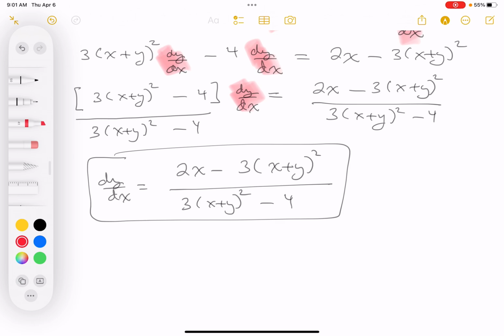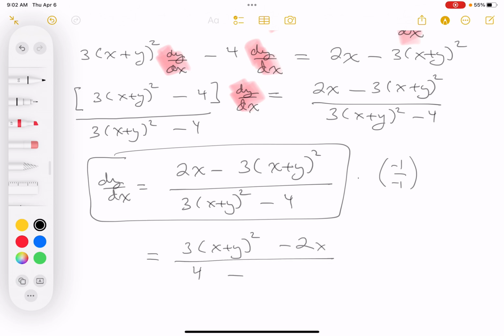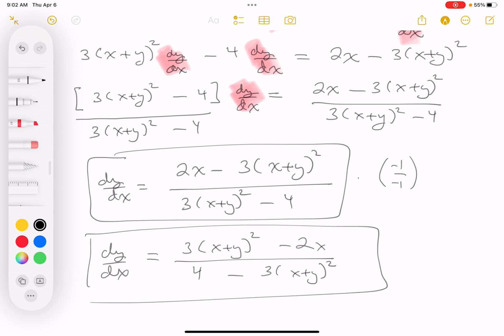But if you multiply both top and bottom by minus 1, I'll write this down for you. I'm not going to change it, but it may make the answer look different to you. You get 3(x plus y) quantity squared minus 2x on top. On bottom, you get 4 minus 3(x plus y) squared. I'm sorry, I did it again. Got to be more careful writing. This is also dy/dx. It's another answer. It's an equivalent answer. I do not see any answer being better than the other, by the way.